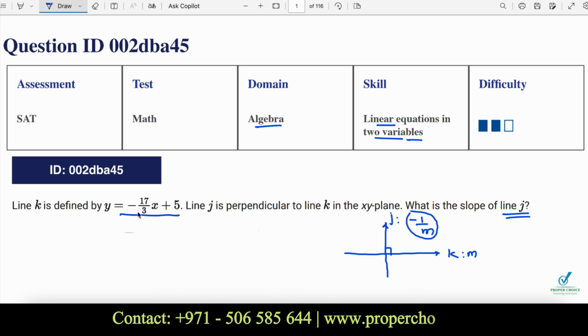Here line K's slope is going to be -17 divided by 3, and what would be the slope of line J? So the slope of line J, I am writing it as MJ for our reference, should be -1 divided by the value we have, -17 by 3, which gives me 3 divided by 17, or its equivalent in decimal. So this will be the slope of line J, and that would be your answer.